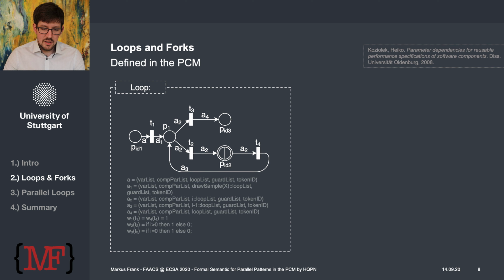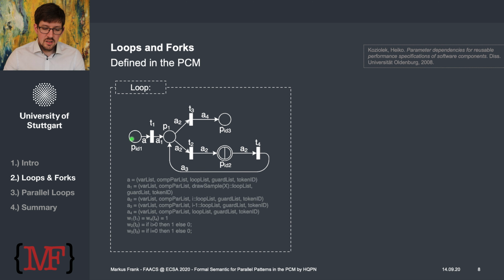So let's have a look at the Petri net. This is only a subnet of a bigger set of hierarchical queuing Petri nets. So whenever we enter a loop here, a token is fired into the first place. The loop itself consists of three parts. The first one is the entry part. The second one is the loop itself. And the third one is the exit.